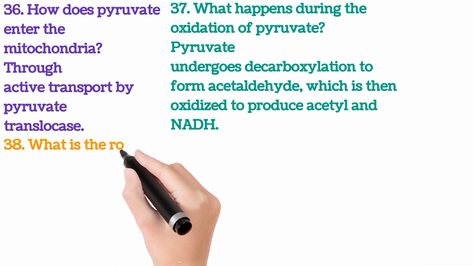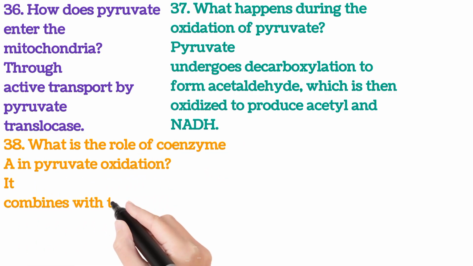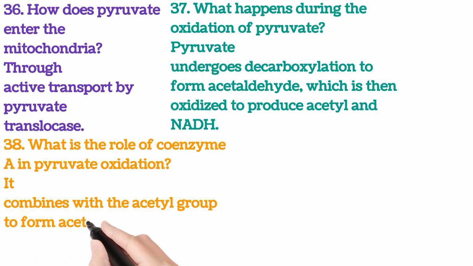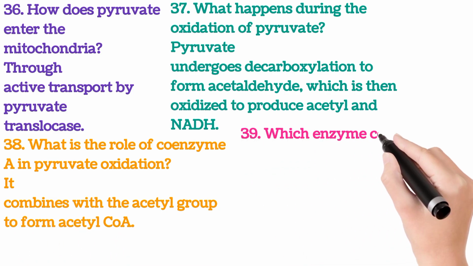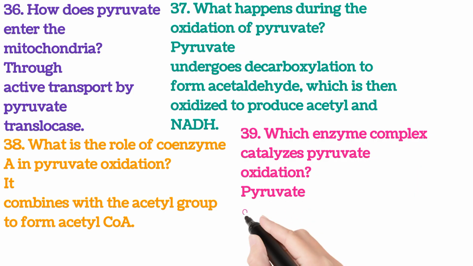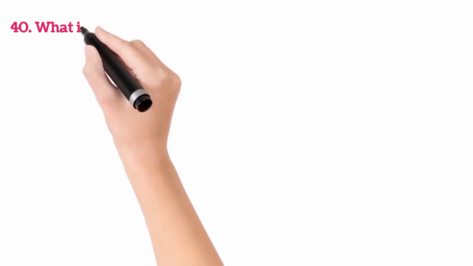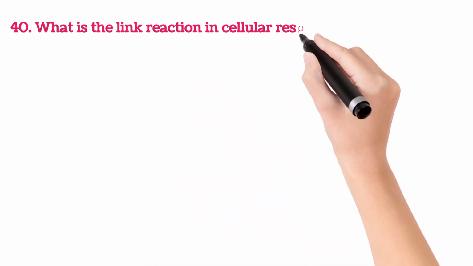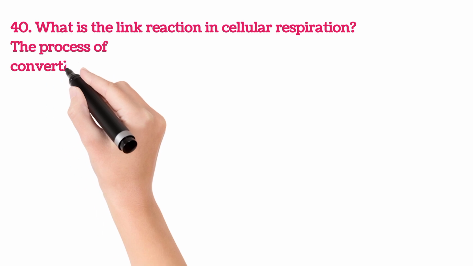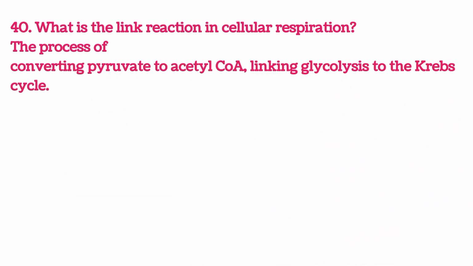38. What is the role of coenzyme A in pyruvate oxidation? It combines with the acetyl group to form acetyl-CoA. 39. Which enzyme complex catalyzes pyruvate oxidation? Pyruvate dehydrogenase complex. 40. What is the link reaction in cellular respiration? The process of converting pyruvate to acetyl-CoA, linking glycolysis to the Krebs cycle.